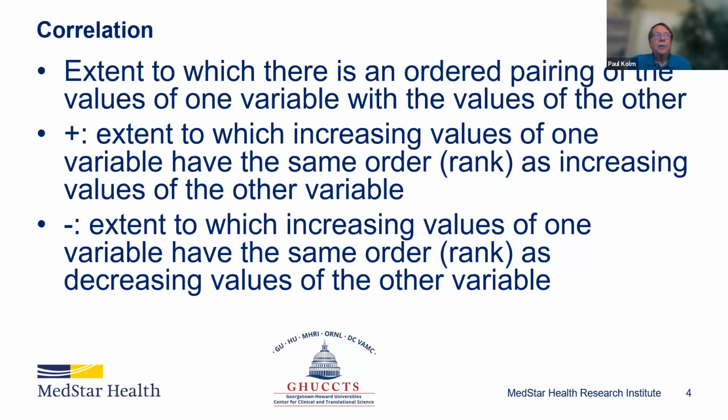And so if the correlation is positive, then what we have is the extent to which increasing values of one variable have the same order or rank as increasing values of the other variable. That doesn't mean that the values are the same necessarily or equal, but they have the same order. And if we have a negative correlation, then that's the extent to which increasing values of one variable have the same order as decreasing values of the other variable.